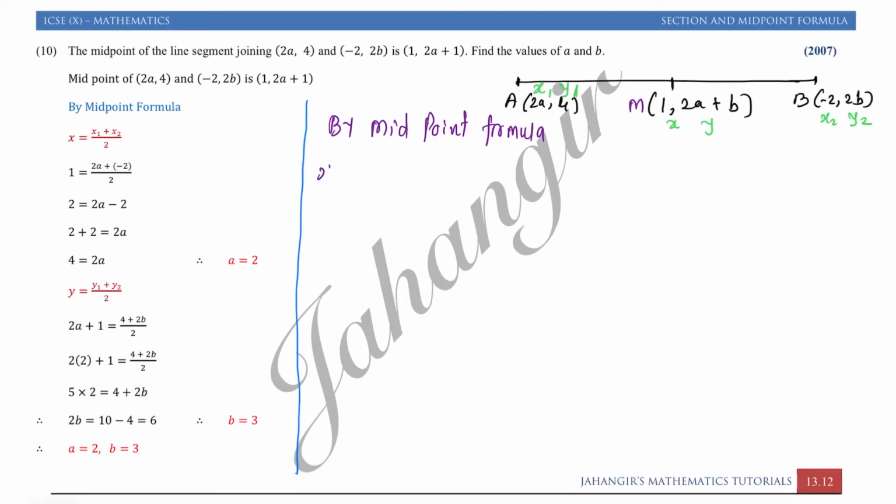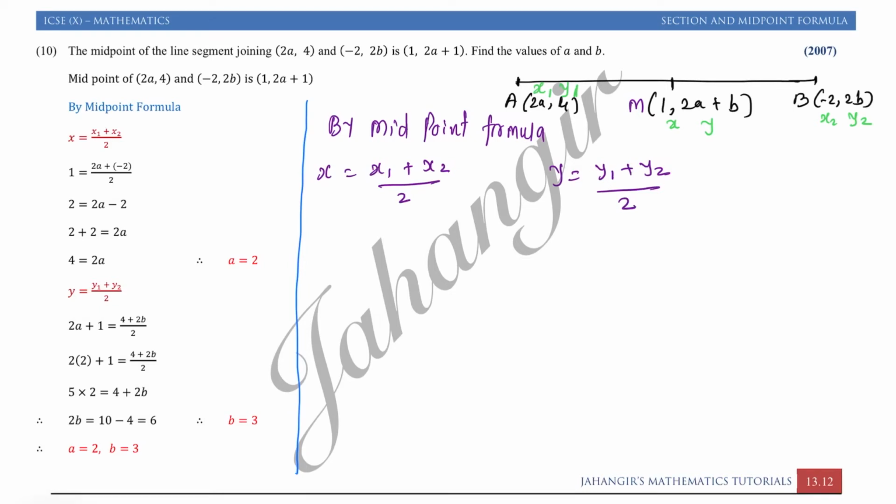So I can mention x is equal to (x1 plus x2) divided by 2, and for y we will write (y1 plus y2) divided by 2. You know what the midpoint formula is now. The midpoint formula is the average of the x coordinates and y coordinates.